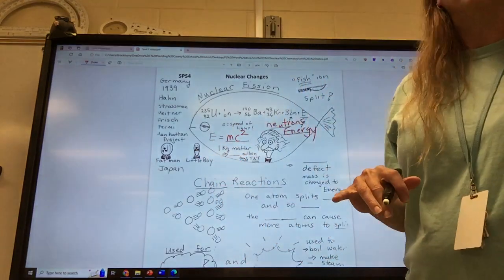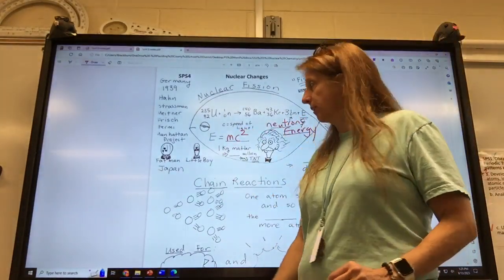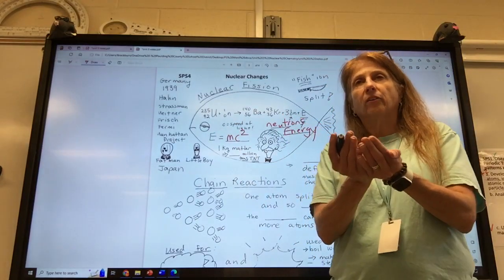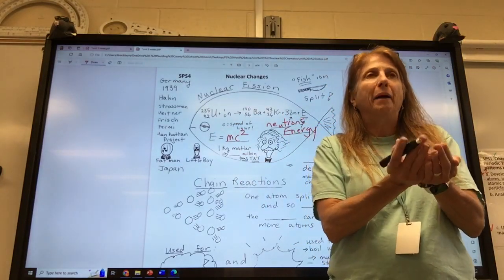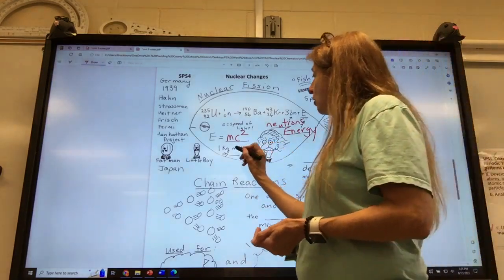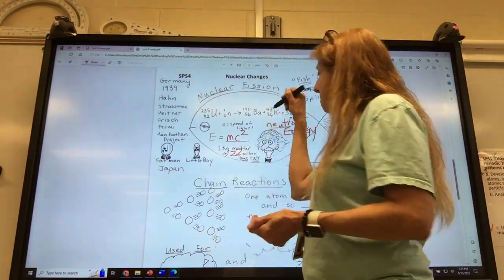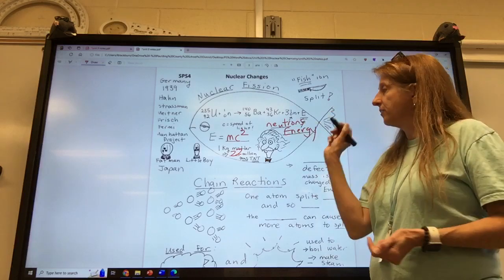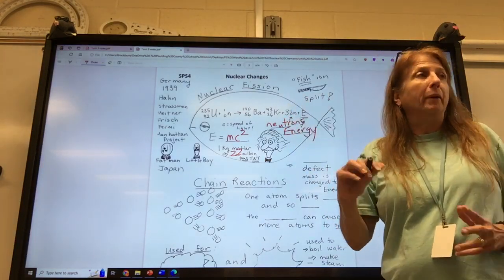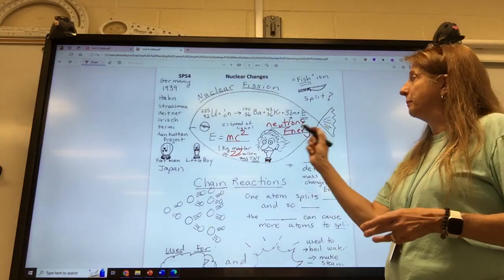But we made it in America, and it's extremely destructive and so much energy. One kilogram of matter, everybody imagine one handful of matter, will give off as much energy as 22 million tons of TNT. Can you imagine how big this bomb is? That's why a nuclear bomb is a big deal.